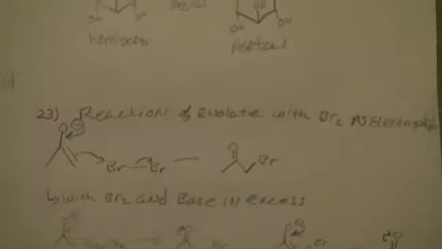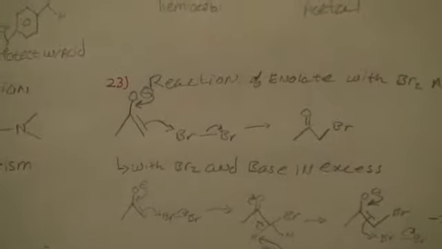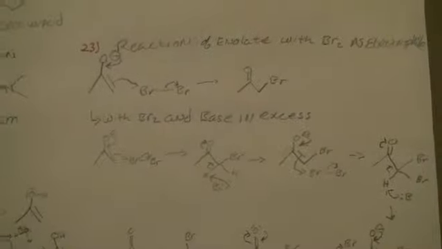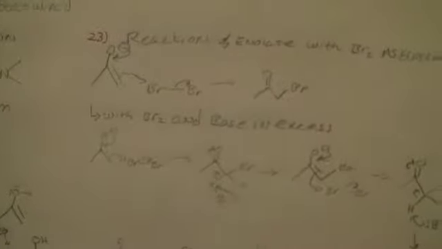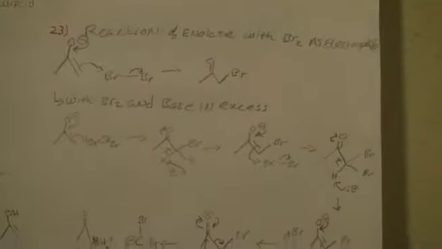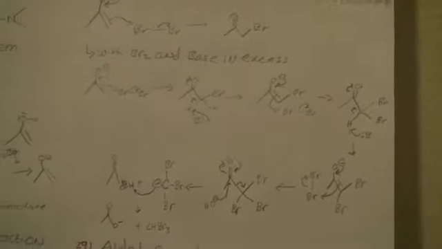Reactions of enolates with Br2 as the electrophile. This is a pretty basic reaction of enolates that you see. When that enolate collapses, it clicks off that double bond into the bromine, so you get bromination at the alpha carbon. But it's sort of unpredictable because if you have excess base and excess Br2, you can rip off every alpha hydrogen. So you get lots of bromine.